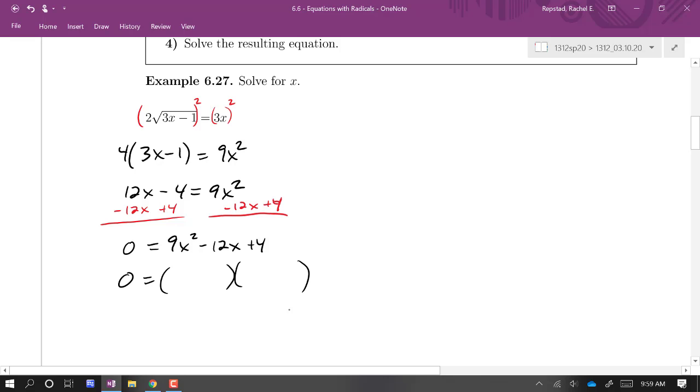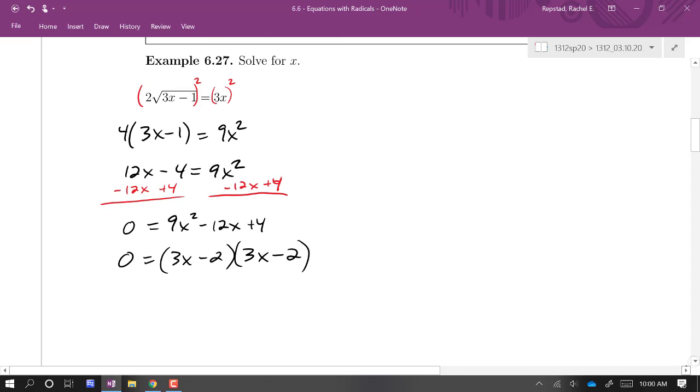Anybody got it? 3x minus 2. Uh-huh. 3x minus 2. Oh, okay. So it's a square. Two of the same factor, yeah. So that's 9x squared minus 6x minus 6x and then plus 4. Good.